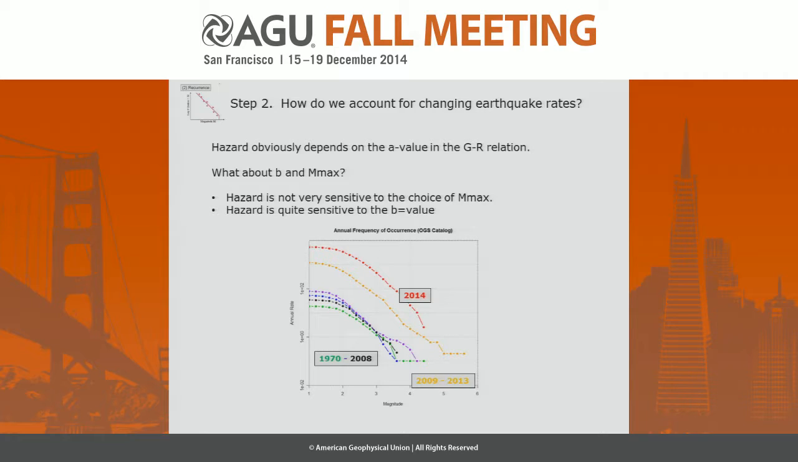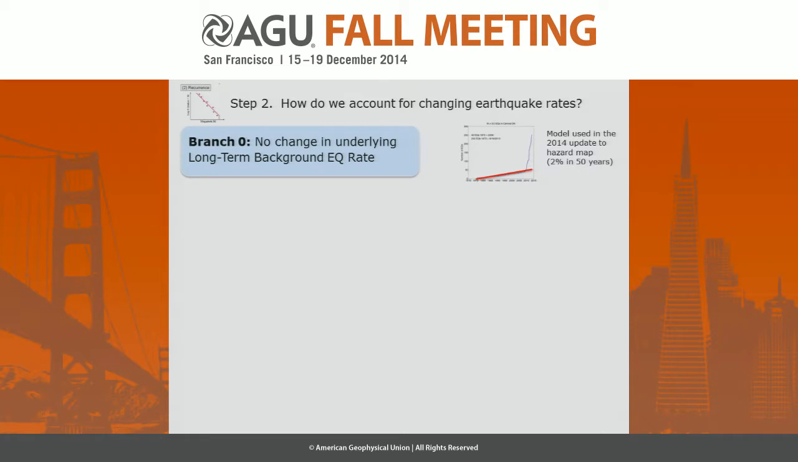Scientifically it's of great interest, but it is not one of the things that drives the hazard. One thing that does drive hazard, however, is the B value. And I'll look at that in a little more quantitative detail here at the end of the talk. So think about A and B as maybe the most important things that we're going to be gaining out of these magnitude frequency distributions. So another way we can think about the rates is how we combine what we've done in the past with what we do going forward.